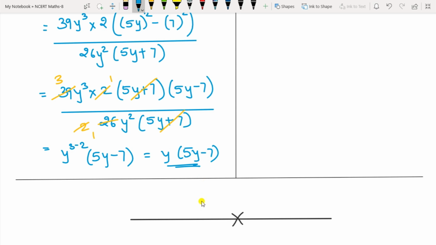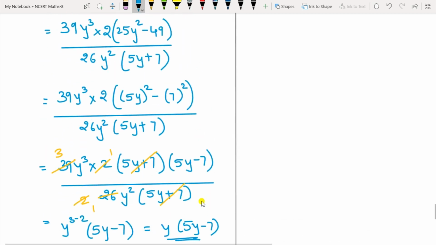Okay. So this was all about your exercise 14.3. It's very easy, but you have to do it with concentration.